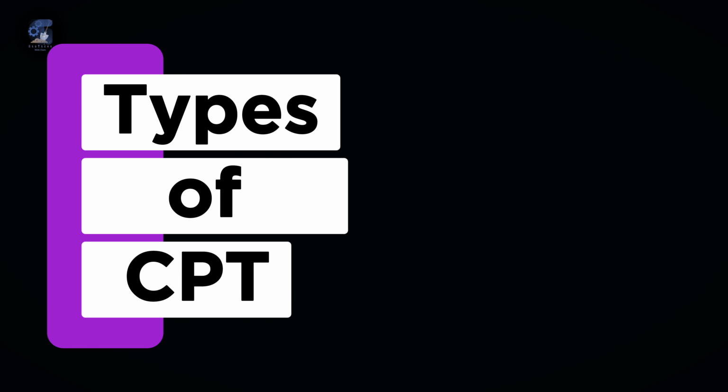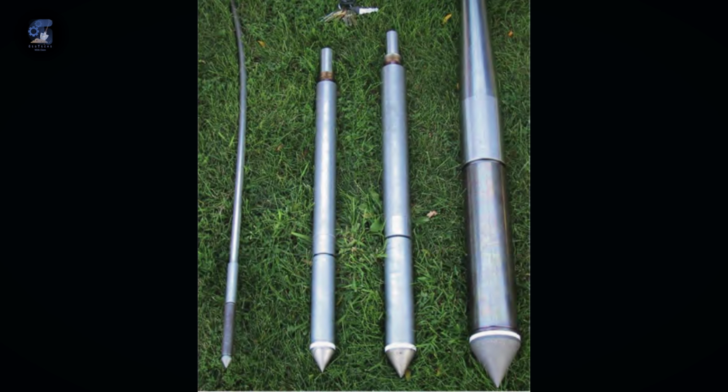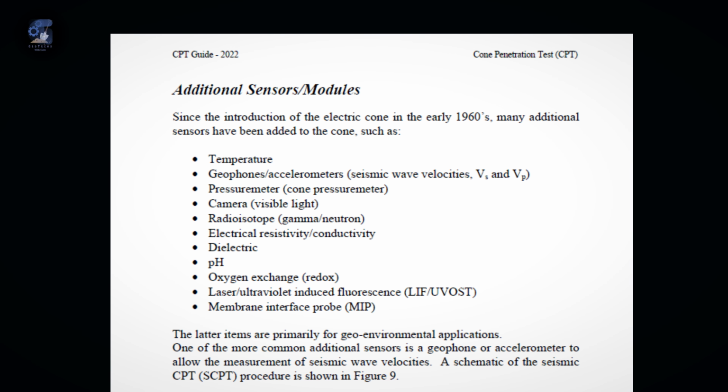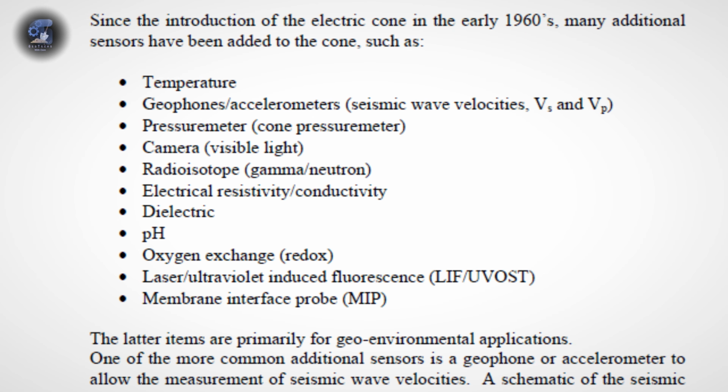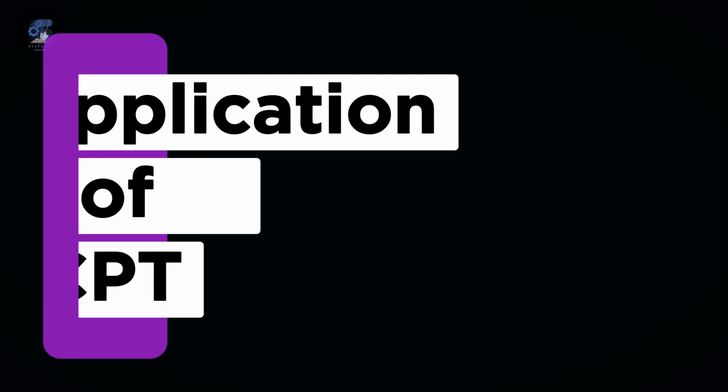Cone penetrometers come in a range of sizes, with the 10 and the 15 square centimeter probes the most common and specified in most standards. Since the introduction of the electrical cone in the early 1960s, many additional sensors or modules can be added to the cone. This can range from geo-environmental to seismic modules. This right here makes the cone penetrometer a versatile apparatus for ground investigations.